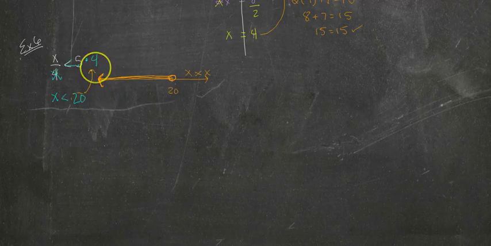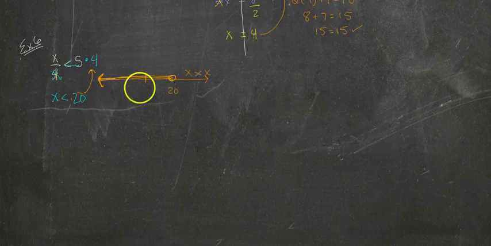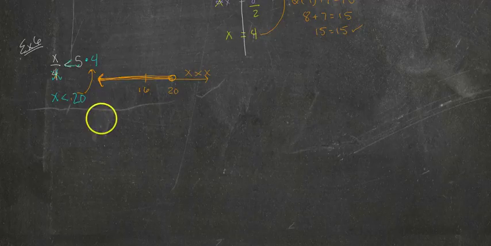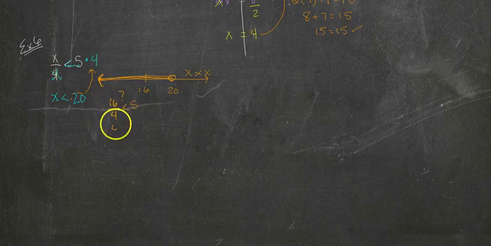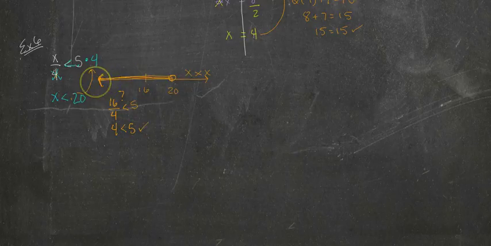So let's choose 19. Oh, let's not. Let's choose 16 because it divides by 4. Is 16 less than 20? Yes, it is. 16 divided by 4 less than 5? I don't know. Well, 16 divided by 4 is 4. Less than 5? It is. And so we're only going to check one point. We're just going to make sure we have the right interval. Let's do another one.